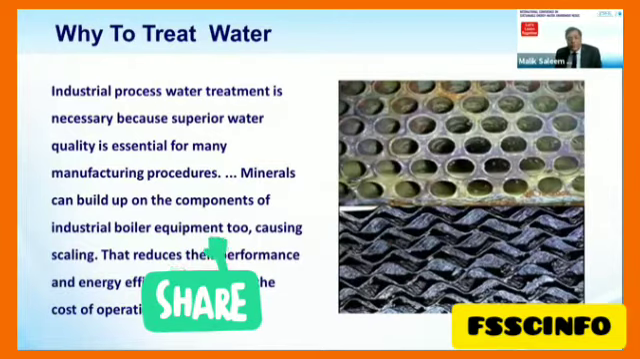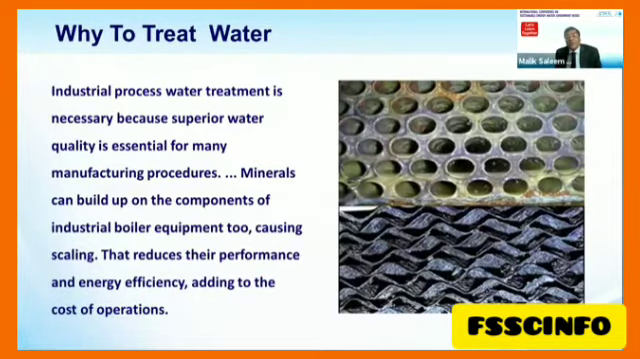And one, we treat water for human and agriculture purposes, and the second purpose is for industrial use. In industrial use, we have different requirements, like for the boiler, cooling tower, and process water requirements, which create problems for the efficiency of the various equipment.